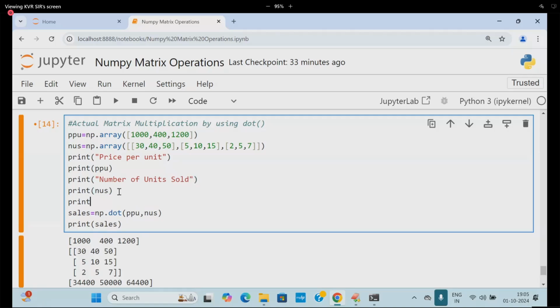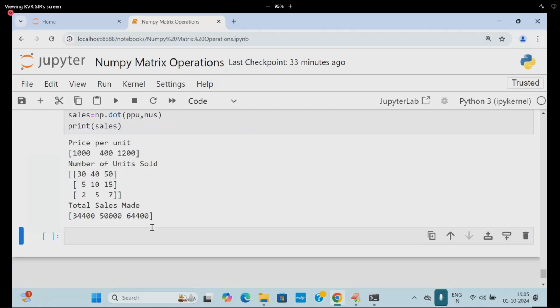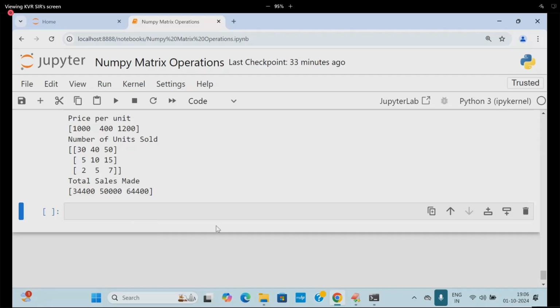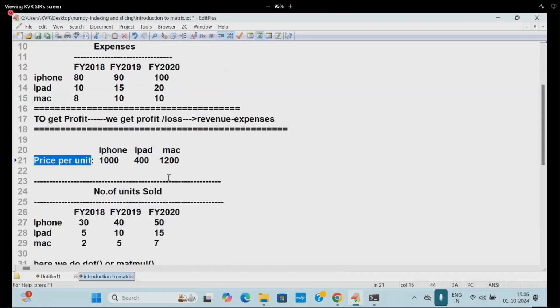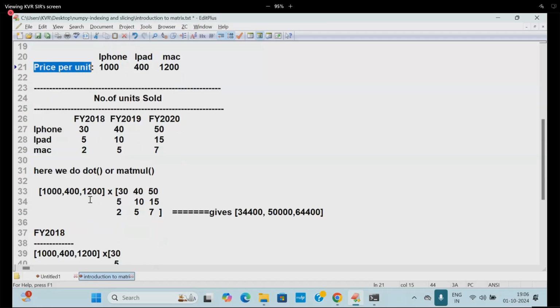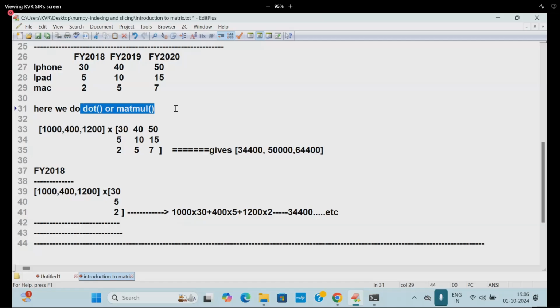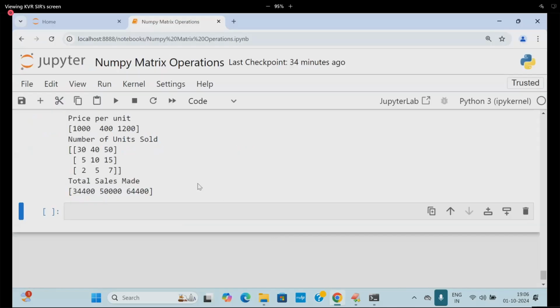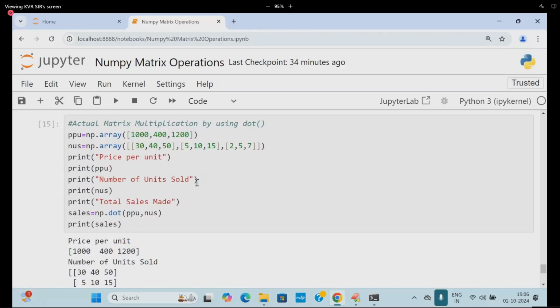And what is the next? Total sales made. So here I am writing total sales made, and I am going to get the answer like this. I think you are understanding my point. So students, this is about the concept of dot matrix, which is very important. Very regularly you will come across this concept. So online students, did you understand this concept? Is it clear for all of you regarding the dot matrix?